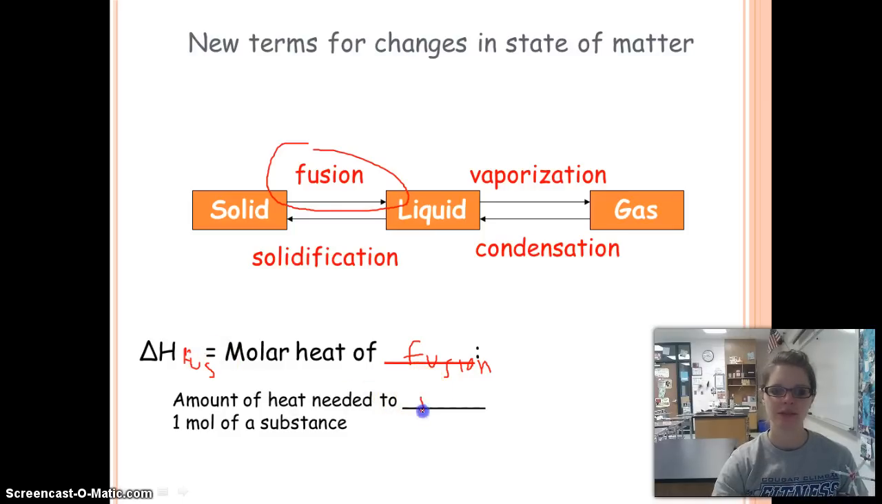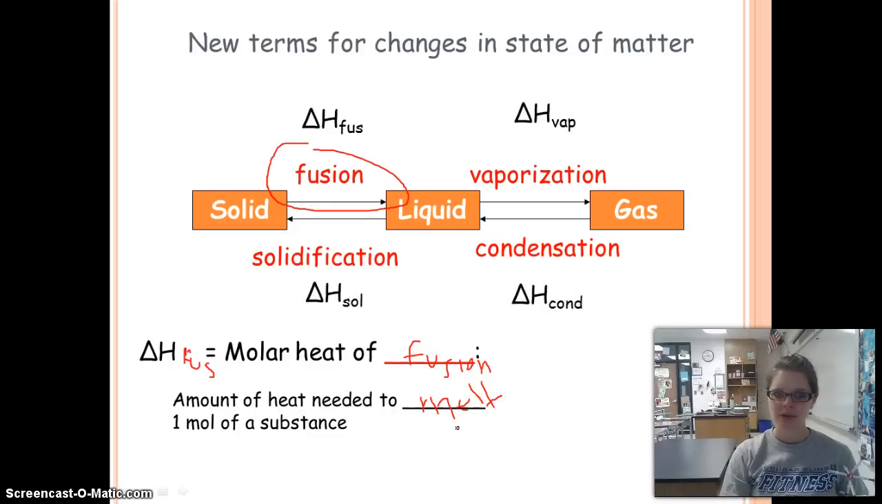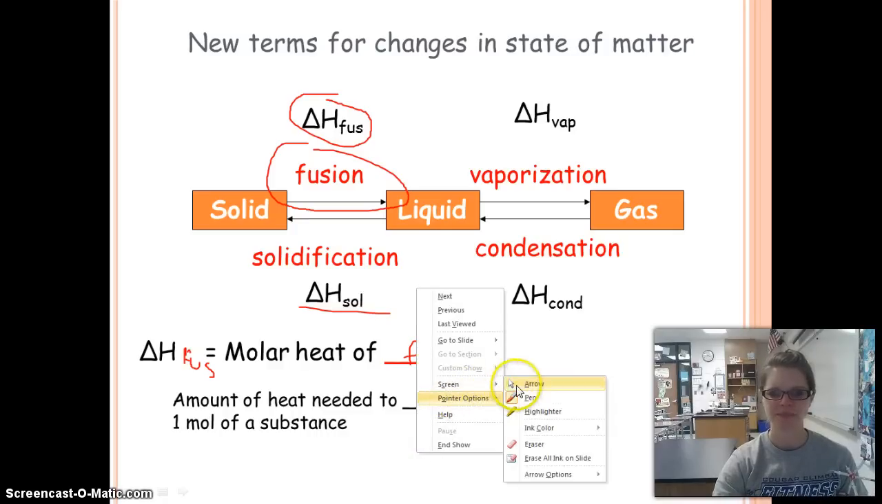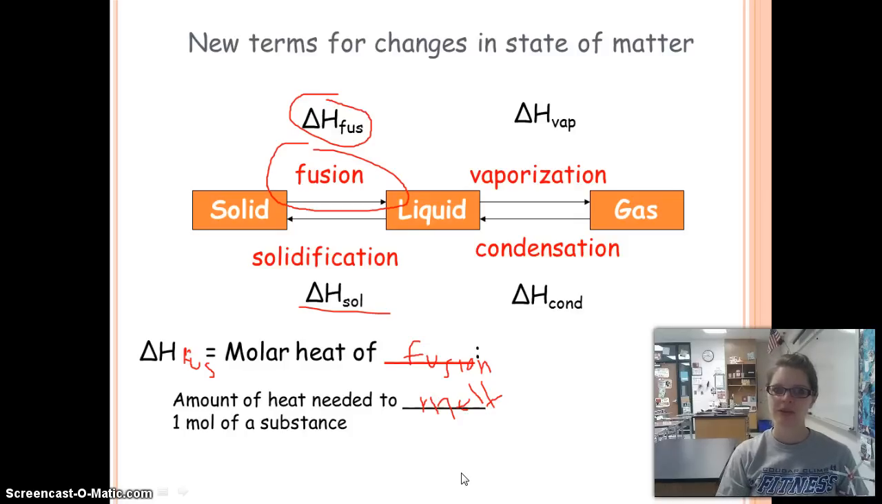The amount of heat needed to, well, fusion is called melting, so melt 1 mole of a substance. You can see the blanks that I put in allow us to look at a pattern. So we just looked at the molar heat of fusion, but you can fill in the blanks for any of them. Like the molar heat of solidification has SOL. Molar heat of solidification, the amount of heat needed for a substance to solidify. I think you get the pattern. So although it looks like we've got 4 new things to define, it's really the same pattern again and again. So as long as you know the words fusion, solidification, vaporization, and condensation, you should be fine.